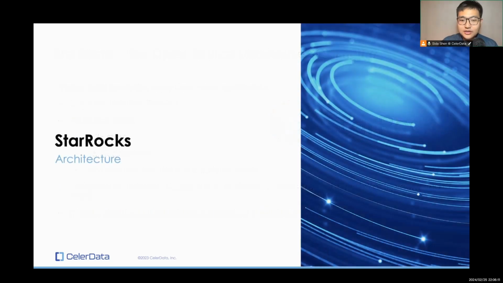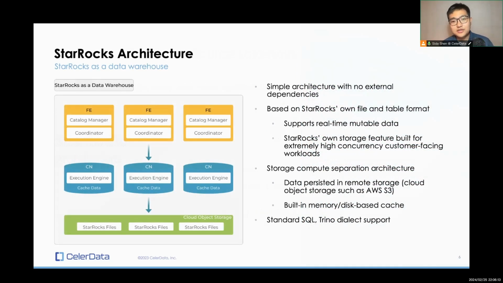And then let's talk about StarRocks architecture and how StarRocks can be deployed for your use cases. A lot of you are probably StarRocks users. You probably know that StarRocks can be used first as a data warehouse or as a data lakehouse query engine. As a data warehouse, StarRocks has a very simple architecture when compared to other similar solutions. It has no external dependencies and only has two kinds of processes, FE and CN.